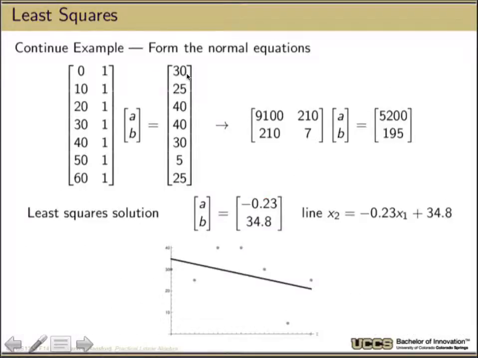So coming back to that example, if we had this original matrix of the times from our model, here we have the actual time, that's T, and then here we have the constant 1, times AB equals our temperature. We now take A transpose A, and we get the following much smaller matrix, 9100, 210, 210, 7. It's symmetric. Now I solve this 2 by 2 matrix, and this allows me to get a fitting for a line.